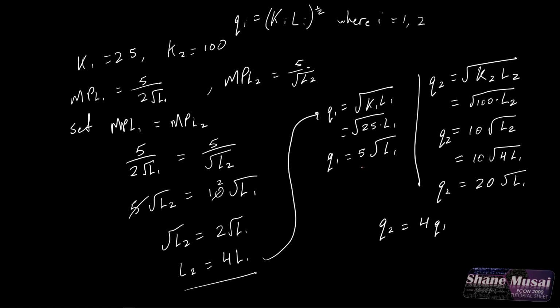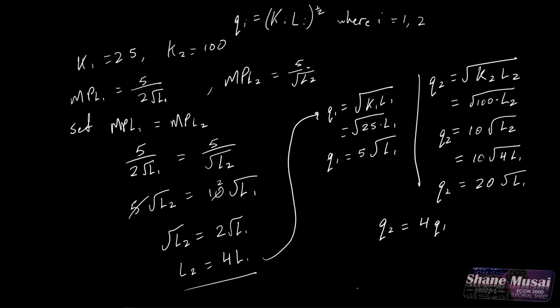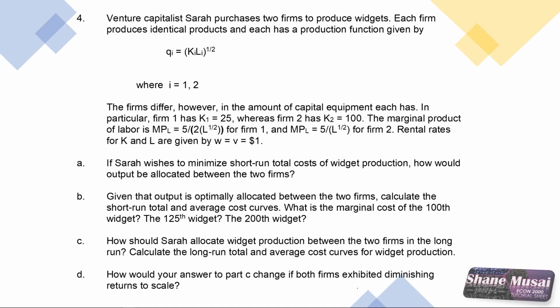And that answers this question, because this question asks, how would output be allocated between the two firms? Well, the output would be allocated such that the amount of output dedicated to firm 2 would be 4 times higher than the amount of output dedicated to firm 1. So part B says, given that output is optimally allocated between the two firms, so that means that the output of firm 2 is 4 times higher than the output of firm 1, calculate short-run total and average cost curves.